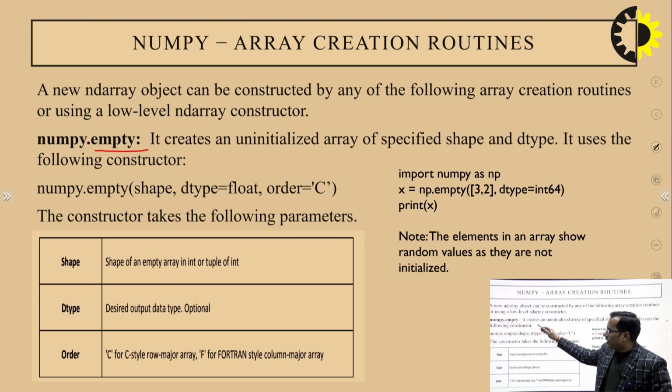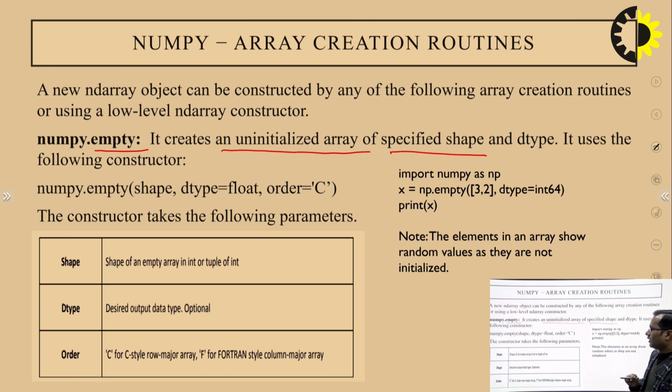First we have discussed the array function through which we can create the ND array objects. Now it's the NumPy empty function. The NumPy empty function creates an uninitialized array of specified shape. That means in this function, we can provide the shape as a parameter. We can also provide the dtype for specifying the data type, and as I have said, we can also provide the order parameter. So this empty function can have various parameters for creating the empty ND array objects.